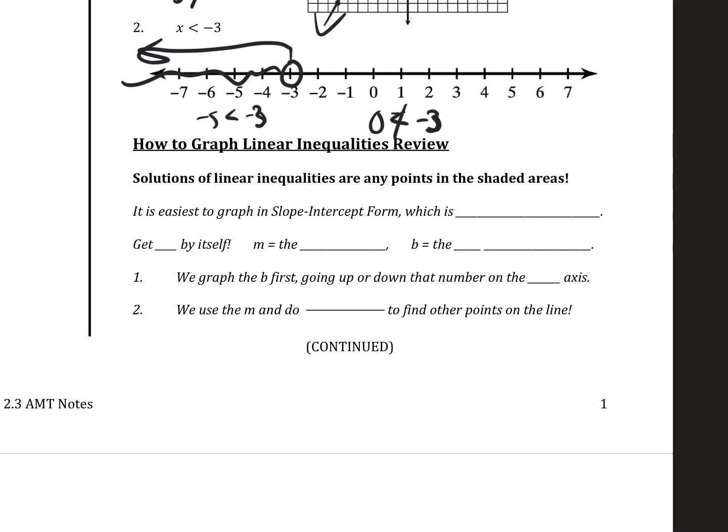All right, sounds good. Okay, so it's easiest to graph these in slope-intercept form, which is y equals mx plus b. We're going to get y by itself to solve this. m equals the slope. b equals the y-intercept. We're going to graph the b first. We're going to go up or down that number on the y-axis. And we're going to use rise over run to find other points on the line.